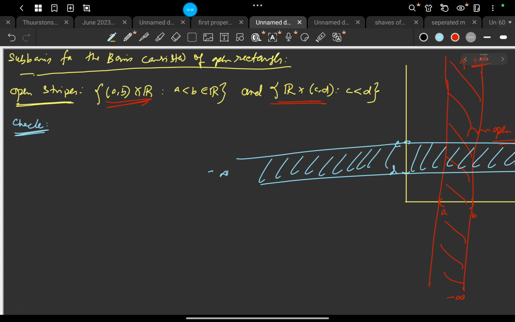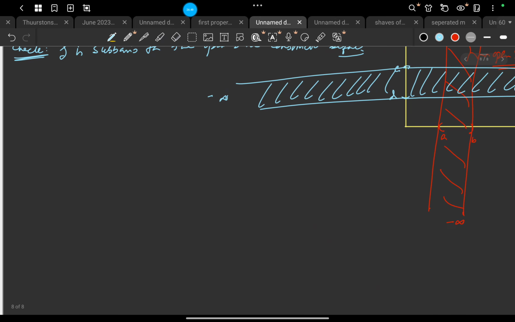that let us call this S. So S is the subbasis for the open base constructed before.